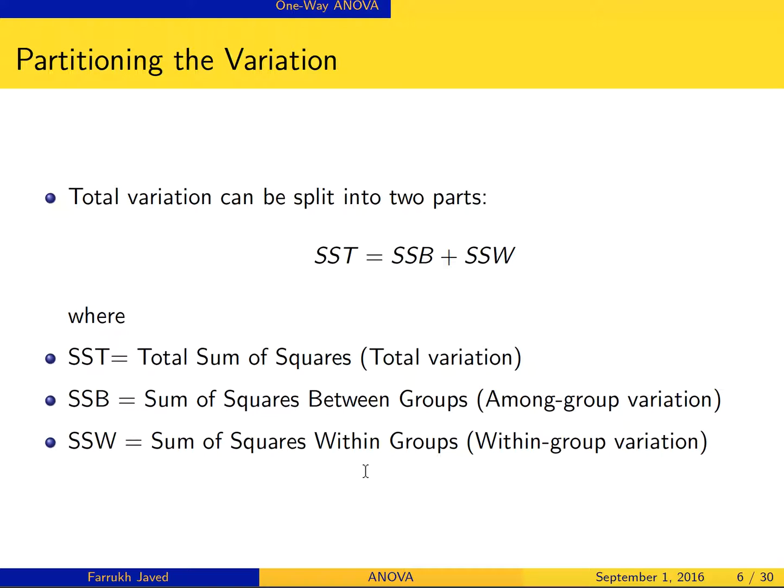So that's why we decompose the total variation into two parts. One part is variation between groups, and the other is variation within groups, and if we sum them together, we get the total variation in the experiment. So this is one way to deal with the phenomenon of variation, or evaluating the variation.